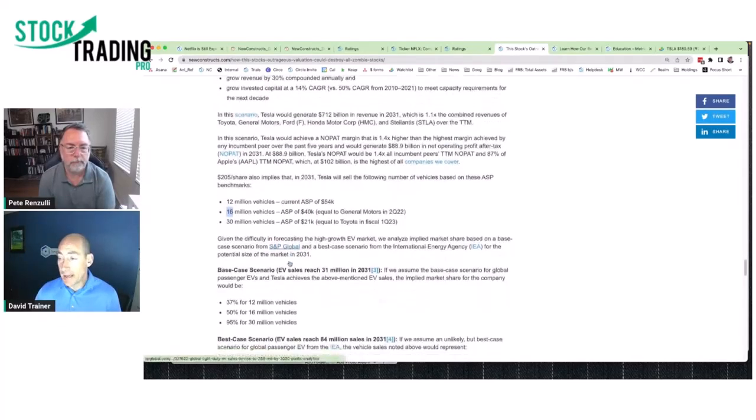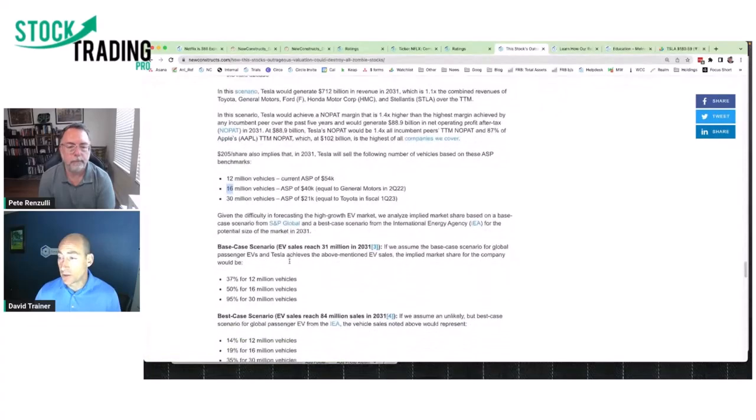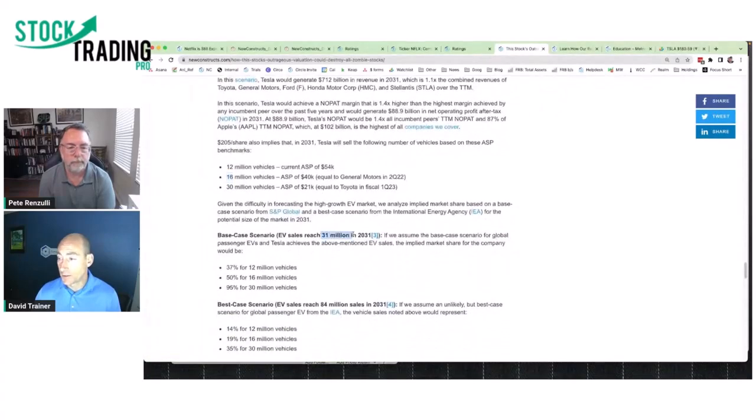So if you look at the base case scenario for the electric vehicle market, 31 million in 2031, this gives you the percentages of market share that those sales numbers imply. And so it's up to you. Do you believe in that? We for one think it's probably a little bit aggressive, that the market share would grow from where it is now to these unheard of high levels in what is typically a commoditized, very competitive industry.